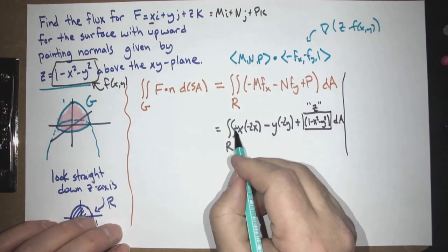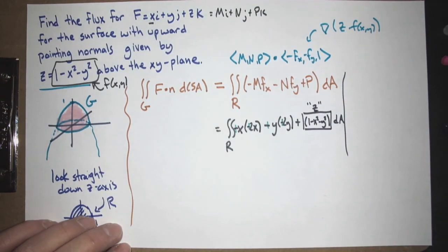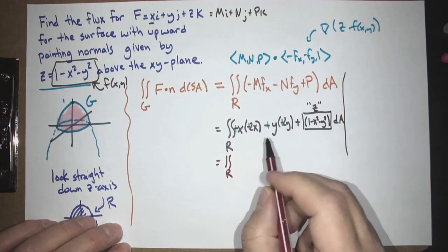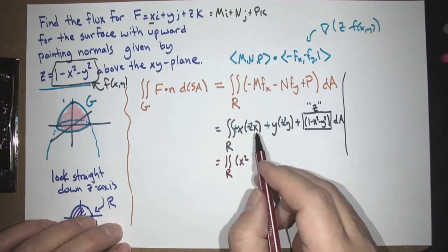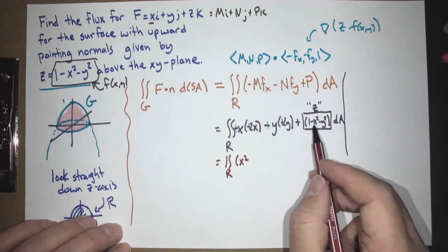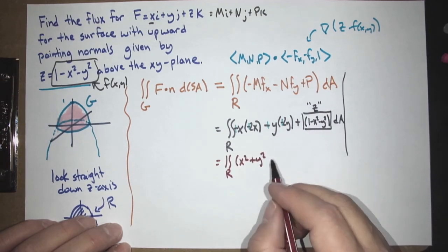Well, for setting up, minus minus becomes plus, minus minus becomes plus. So what do we have here? We have the integral over our region of 2x squared plus x squared, 2y squared plus, 2x squared minus x squared, 2y squared minus y squared. So x squared plus y squared and plus 1.